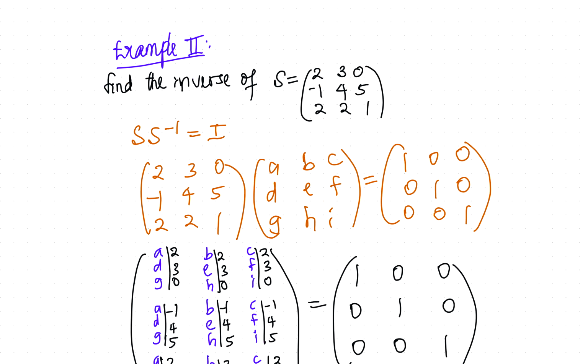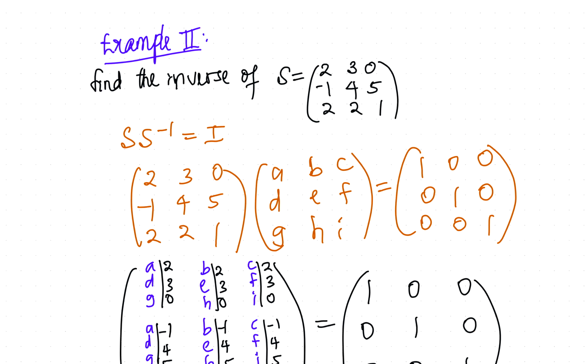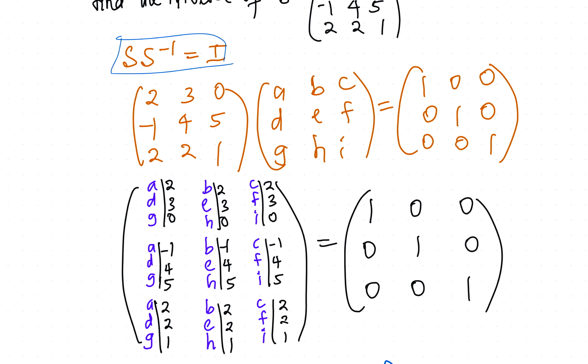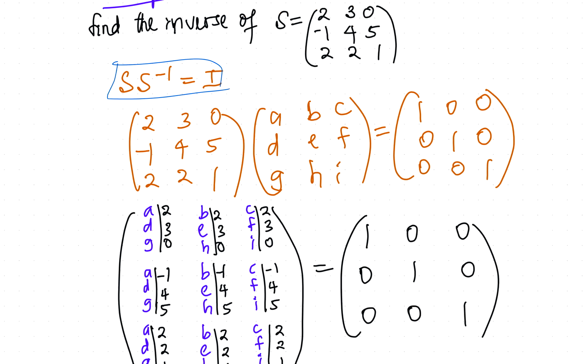So find the inverse of S, a 3 by 3 matrix now, which is 2 3 0, minus 1 4 5, 2 2 1. Again, the basic rule is S S inverse is I. So that means you have 2 3 0, minus 1 4 5, 2 2 1, from the original matrix. And then your S inverse, you say that is A, B, C, D, E, F, G, H, I. You can call it anything you like, something easy. And now you're dealing with a 3 by 3 matrix, so you need a 3 by 3 unit matrix on the other side for your I. That's 1 0 0, 0 1 0, 0 0 1.